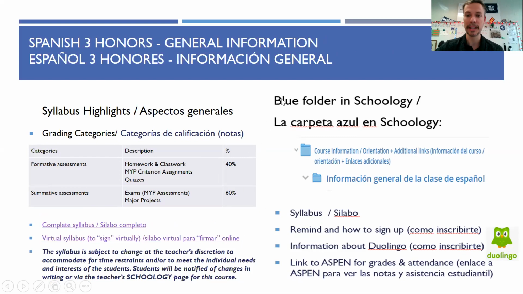Now on the right side, you can see there's a blue folder, and this is what it looks like in Schoology for students. Hay una carpeta azul dentro de Schoology. And that blue folder is, again, course information, additional links, and within that, there's general information for our class, where students will find documents like the syllabus, remind.com and how to sign up for that, information about Duolingo, and links to Aspen for grades and attendance, and other documents.